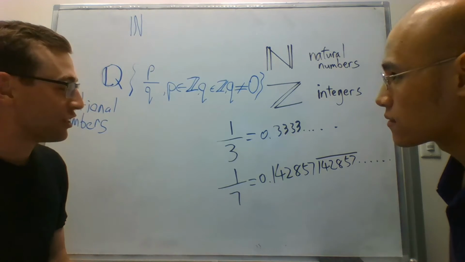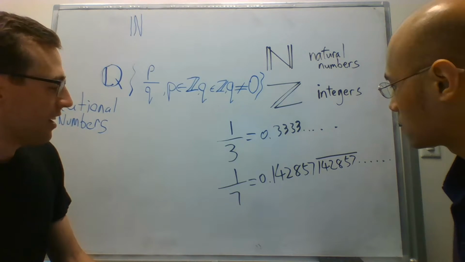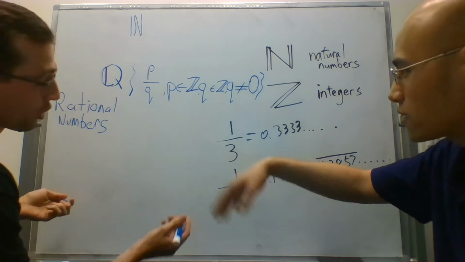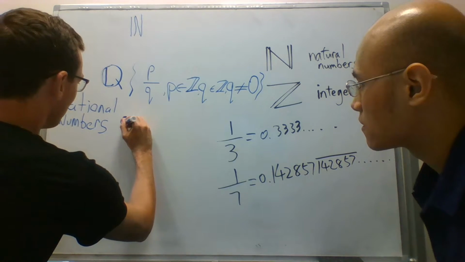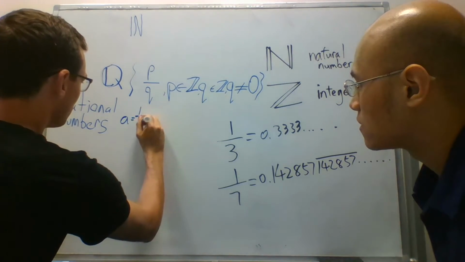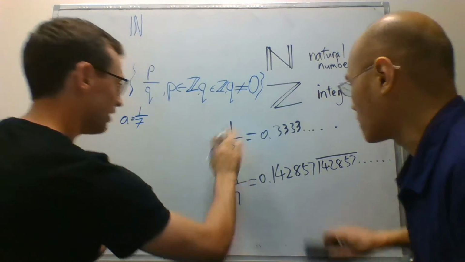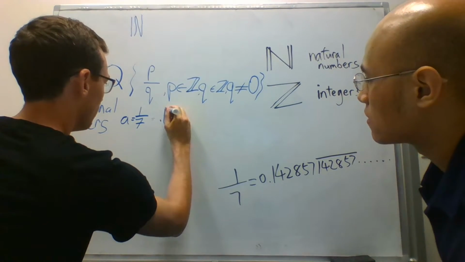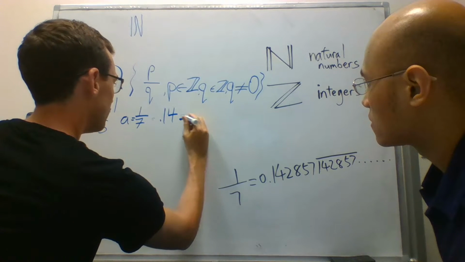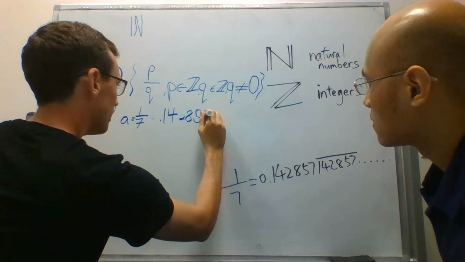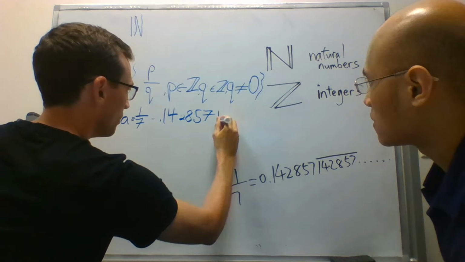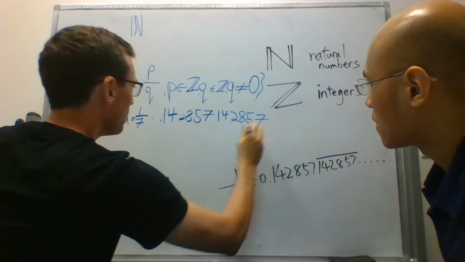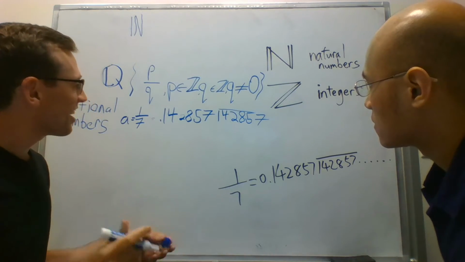And the proof actually is pretty simple. You basically look at 1/7. Let's say A equals 1/7. Do you mind if we just erase that part right there? So A equals, let's say, 0.142857, and then it repeats itself. It's actually kind of interesting what you can do.